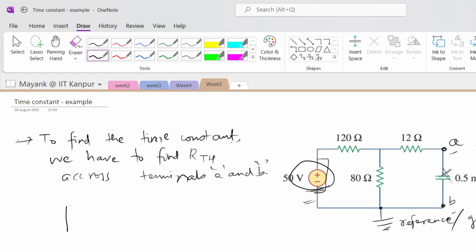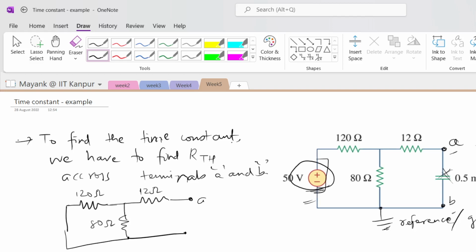So this is a 120 ohm resistance, this is an 80 ohm resistance, and this is a 12 ohm resistance. This is terminal A, this is B, and there is a ground here. We have assumed there is a reference here, right? Fine. So this is step 1. Now step 2.